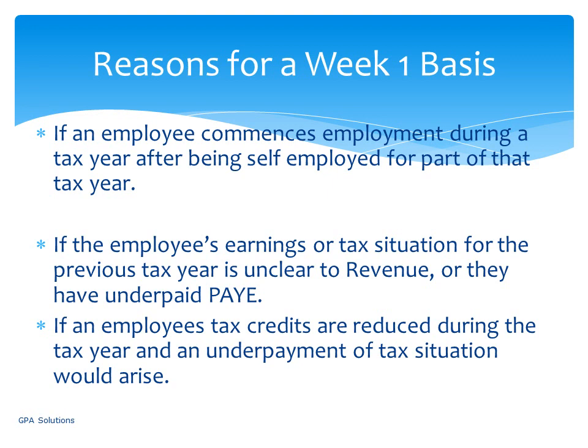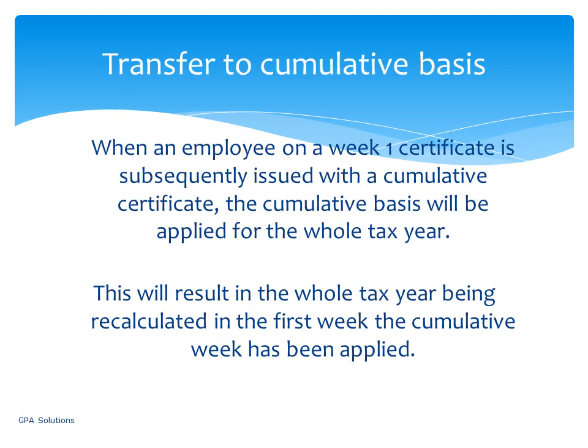Another scenario would be if the employee's tax credits are reduced during the year. To avoid an underpayment occurring, Revenue would put them on a Week 1 basis for the remainder of the tax year. When an employee is on a Week 1 basis and is subsequently issued with a cumulative cert, the cumulative basis will be applied for the whole year. This will result in the whole tax year being recalculated in the first week the cumulative cert is applied.